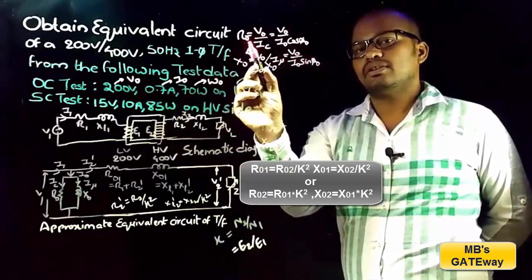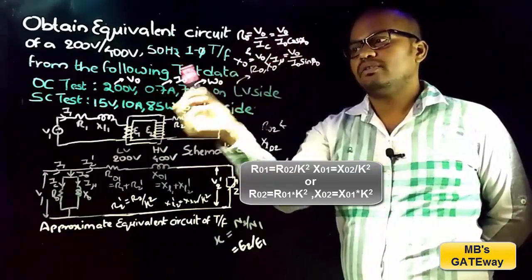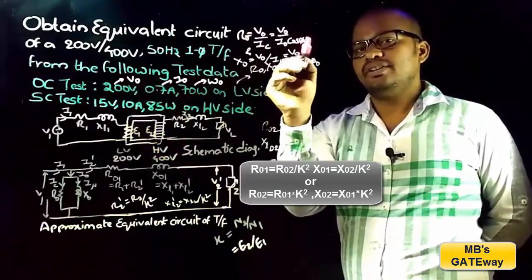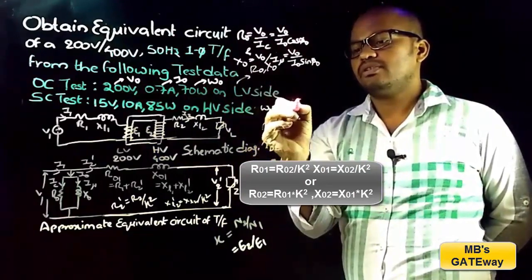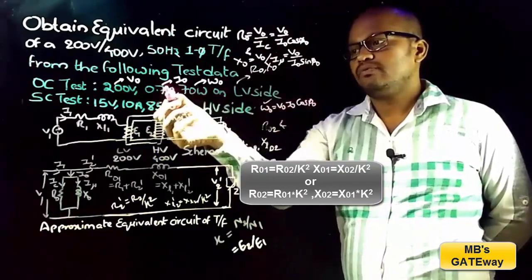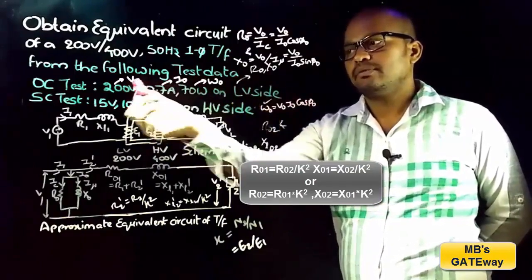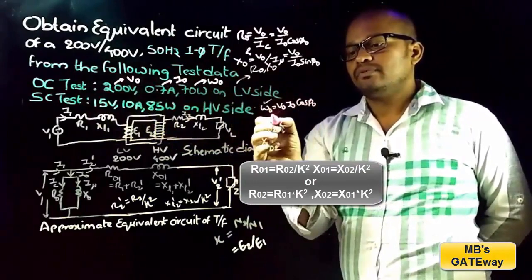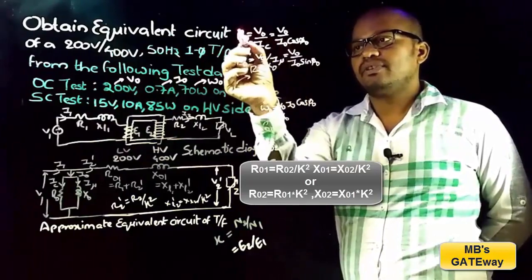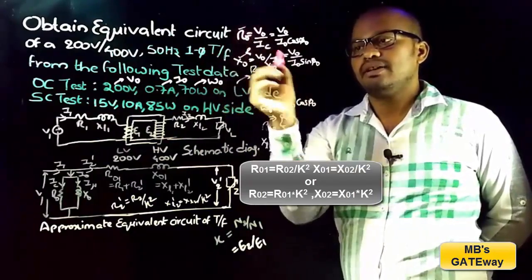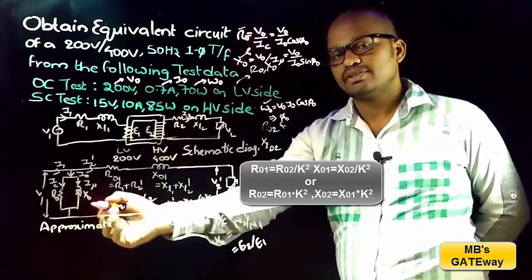So to find R0 we need to know V0, I0 and cos phi naught. V0 and I0 are the given data, so we need to find phi naught, and phi naught is found by W0 is equal to V0 I0 cos phi naught. W0 is the wattmeter reading and V0 is the voltmeter reading, I0 is the ammeter reading from the open circuit test data. So we can get phi naught, and by using this we can find R0 and similarly X0, which are the shunt branch elements of the electrical equivalent circuit of transformer.